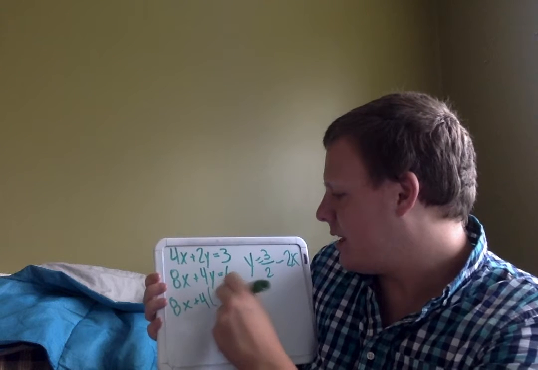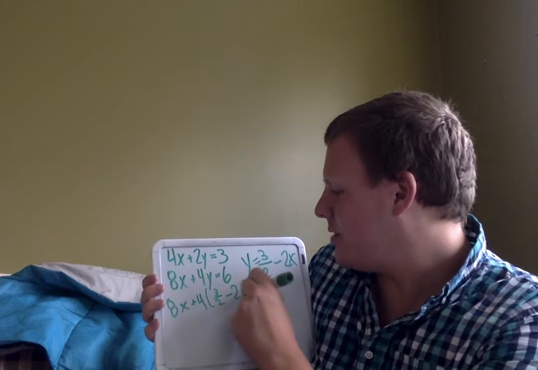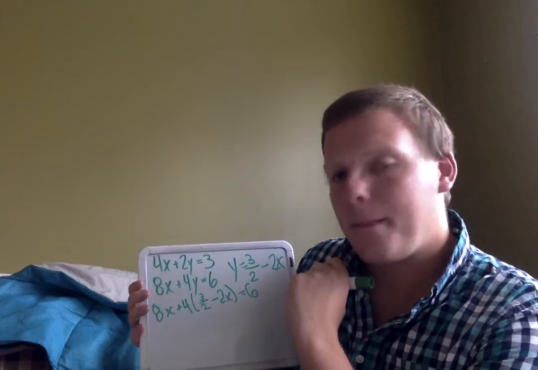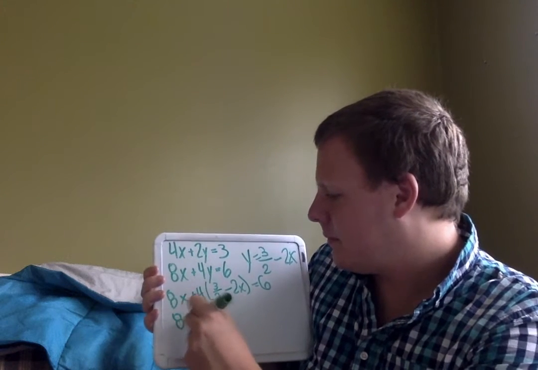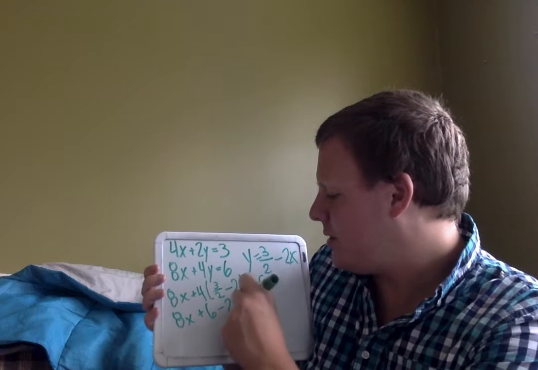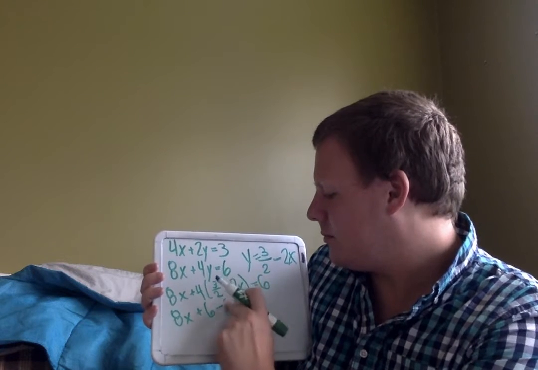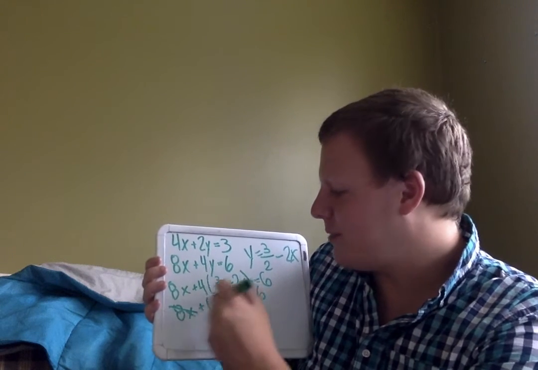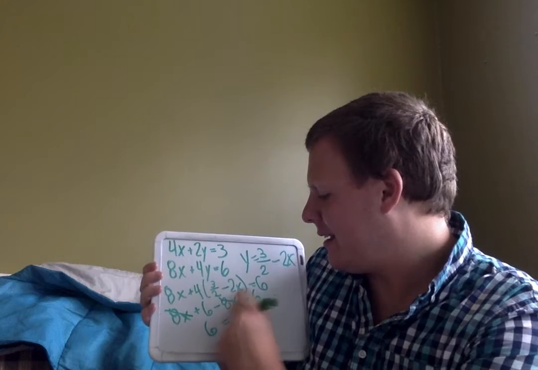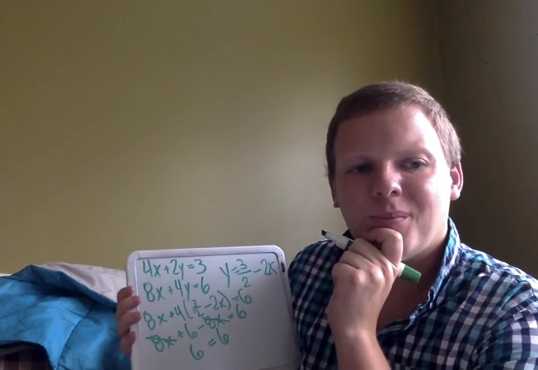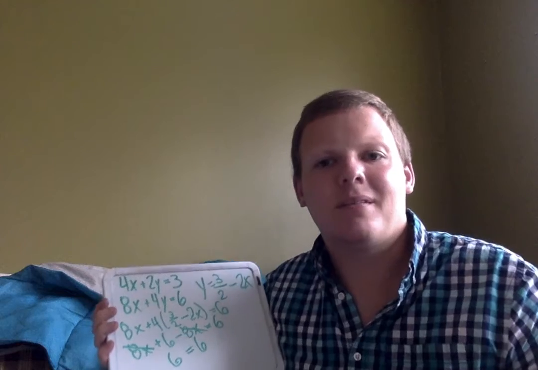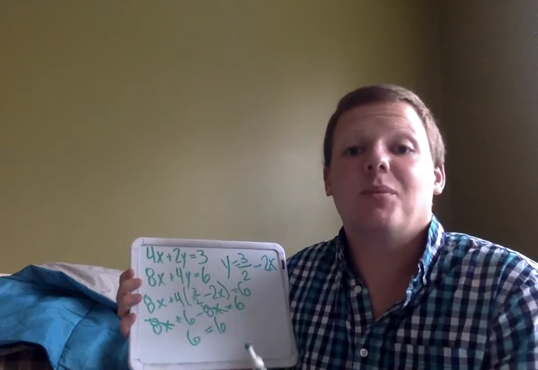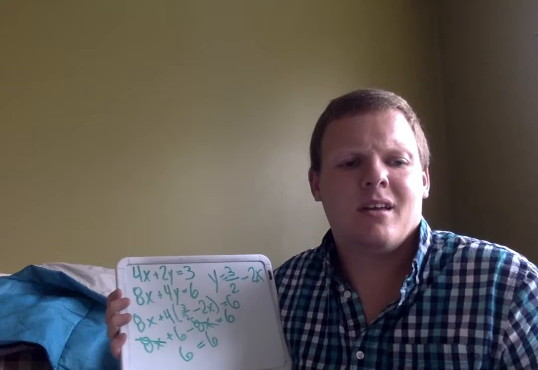8x plus 4 times 3 halves minus 2x, 6. 8x plus 6 minus 2x equals 6. Oh, good catch, thank you. That's 8x. Wait, 8x minus 8x is 0, and we get 6 is equal to 6. Well, that's always true, right? It didn't matter what value x was. 6 is always 6. So something's strange here.